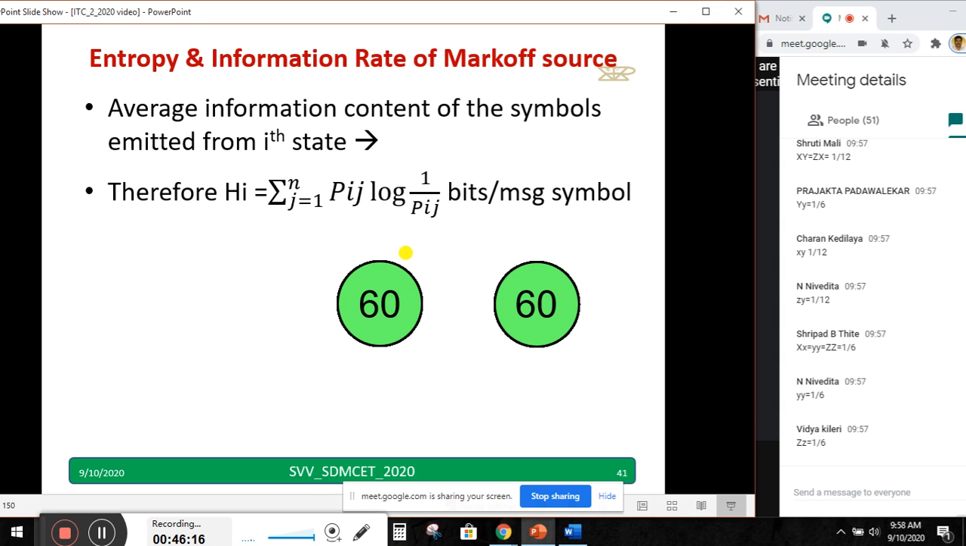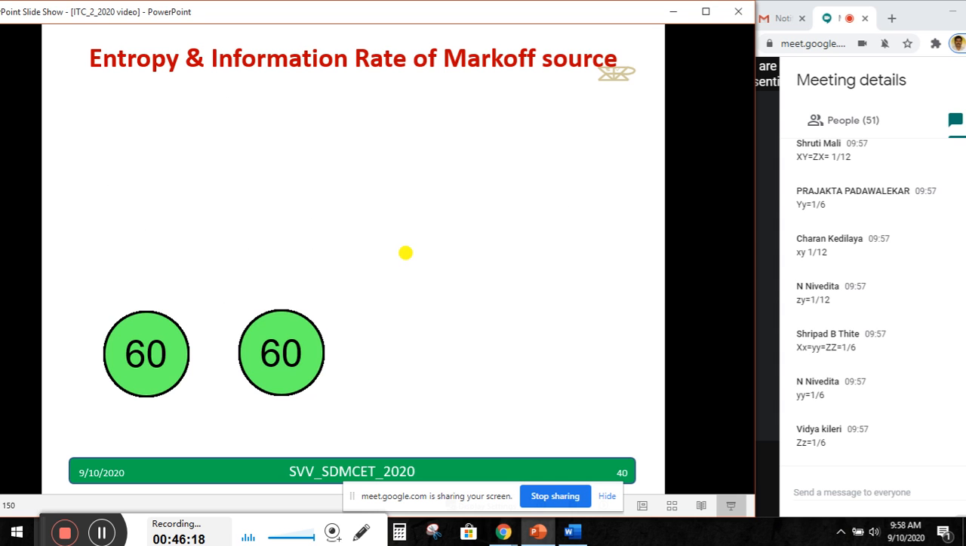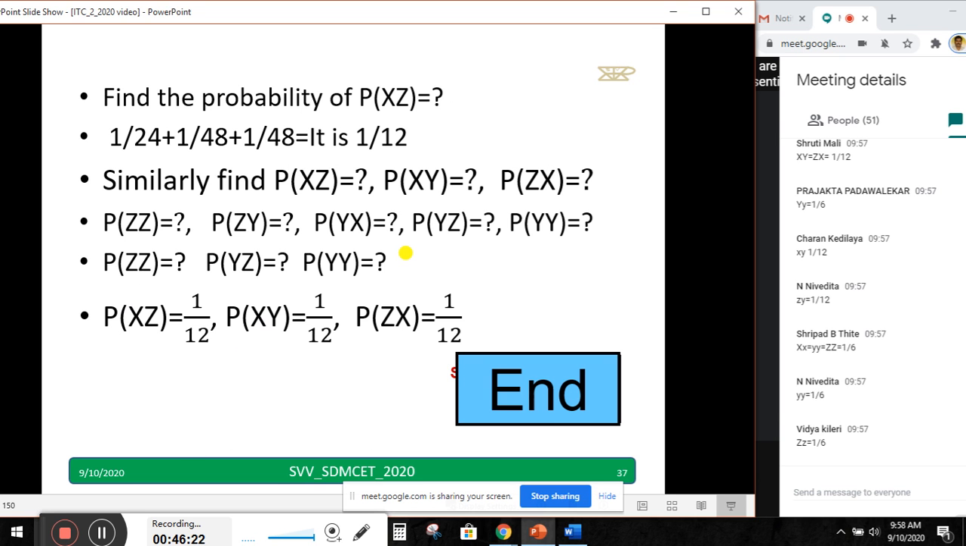Okay, next class we'll continue entropy. Again, entropy, the way how we find it for memoryless sources. With memory also we have to find out H, entropy. How to find that we'll discuss in the next class.